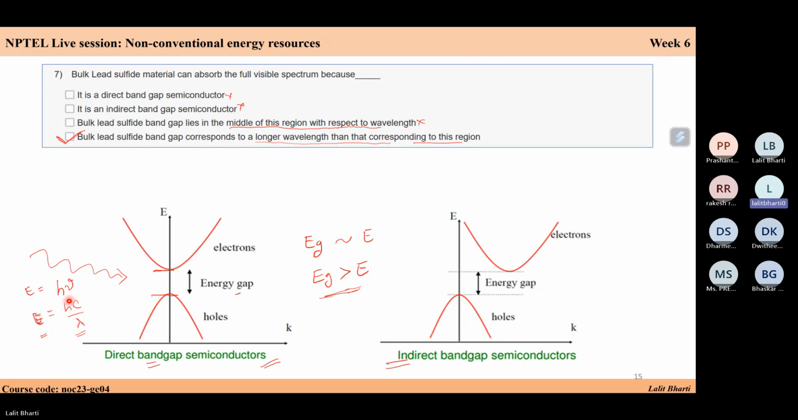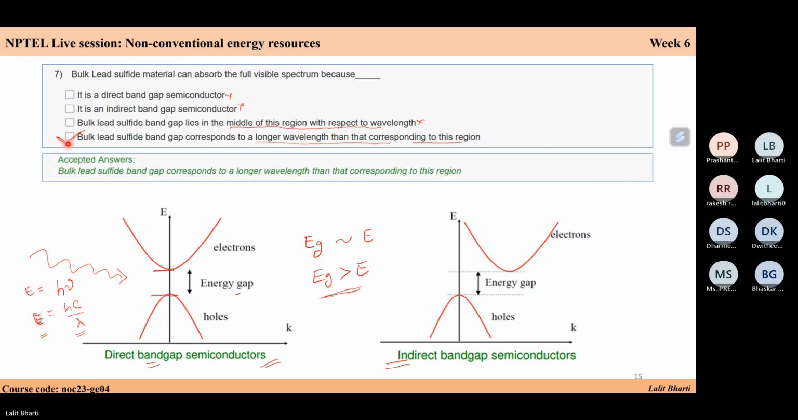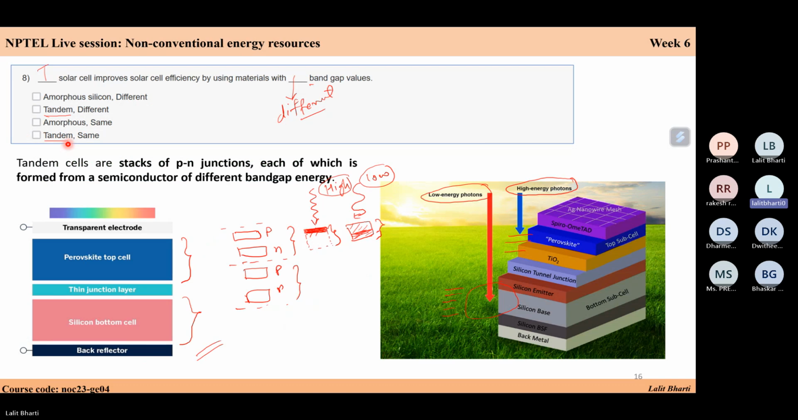So the reason is that your EG, or your band gap, is lower than the incident E. E is the energy from the solar, this full visible spectrum. So if you convert your E to lambda, your band gap wavelength will be longer than the incident wavelength. So the fourth option is correct here. Then we have the eighth one.